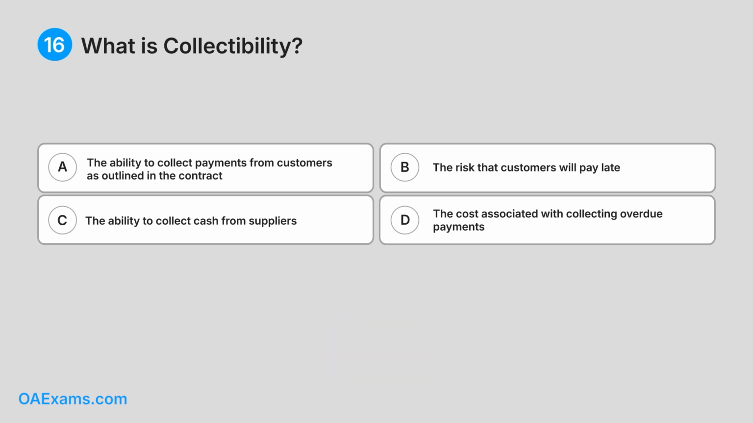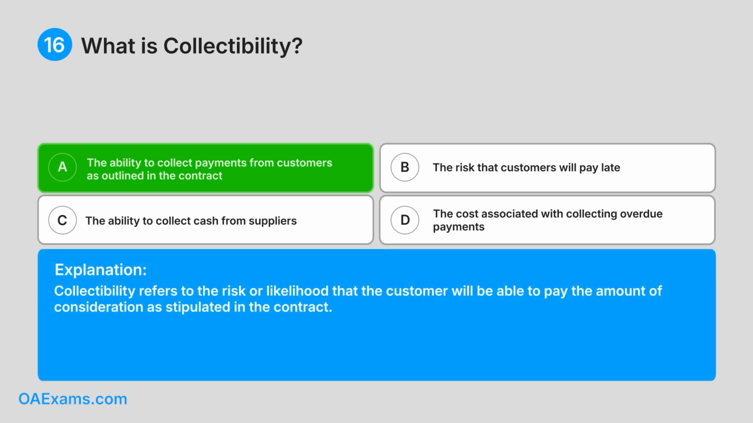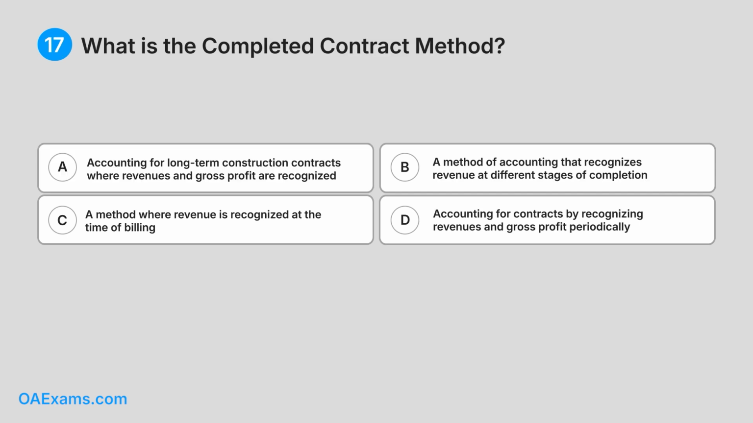Correct answer: A. The ability to collect payments from customers as outlined in the contract. Explanation: Collectibility refers to the risk or likelihood that the customer will be able to pay the amount of consideration as stipulated in the contract.